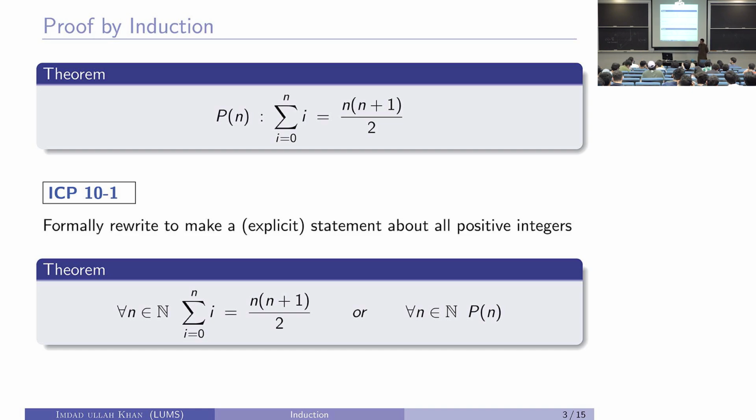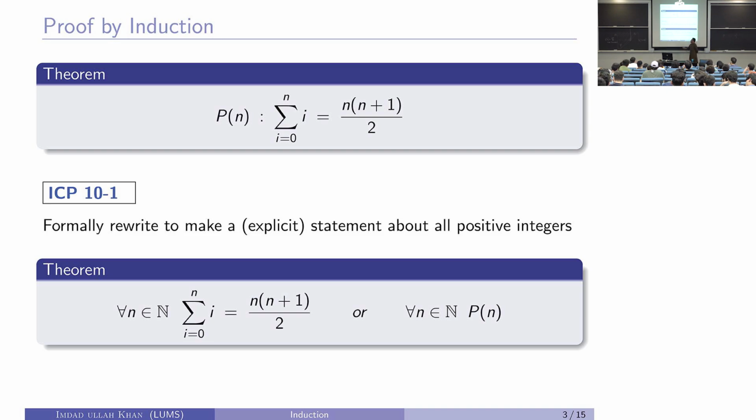What is true? Yes. If for all n belonging to N, the sum of i from 0 to n is equal to that, then for all n belonging to N, p of n is true. Shouldn't there be an if? No, no, no. This is true.